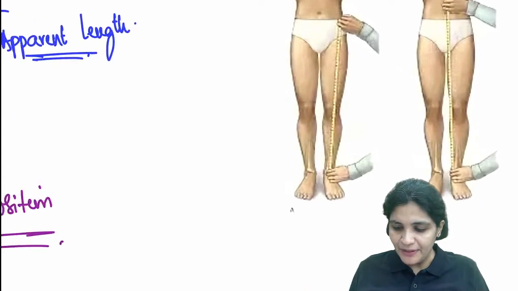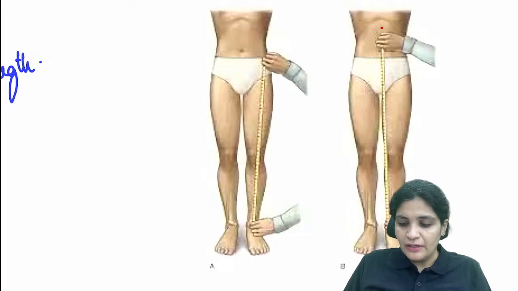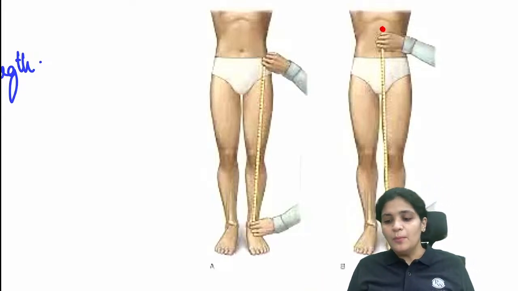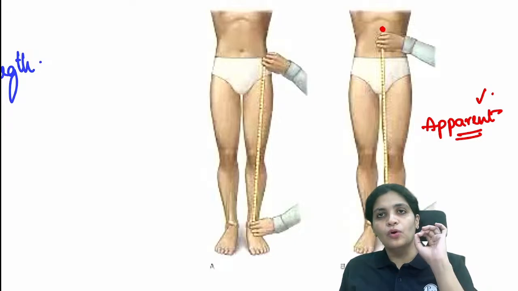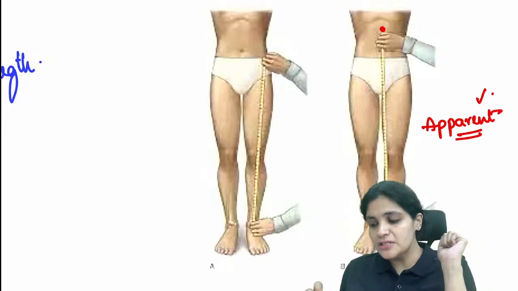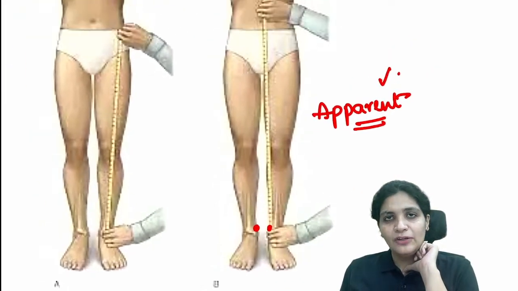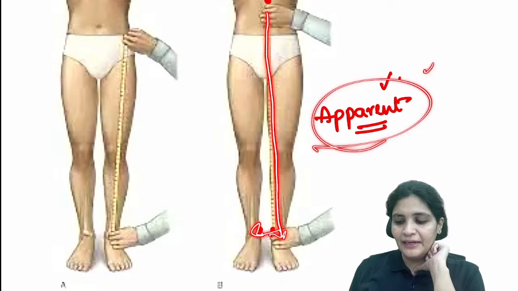So how do you measure the apparent length? Apparent length, usually what we measure is with this: umbilicus to the medial malleolus. Always you have to take the bony prominence. So this is your apparent lengthening, where you go to the medial malleolus on both sides. You first mark the umbilicus, then the medial malleolus on both sides, and then you measure. You put the tape here, and measure up to the medial malleolus, and then up to here. This is your apparent lengthening.